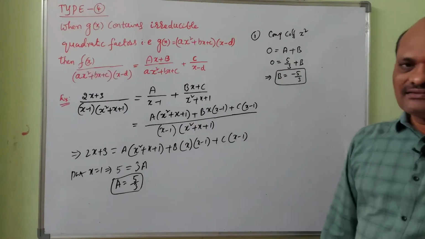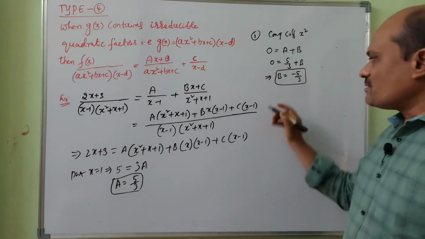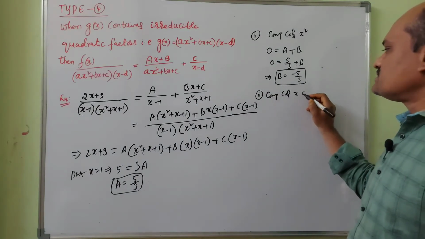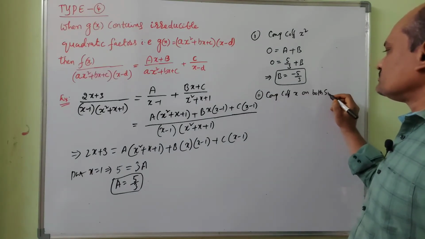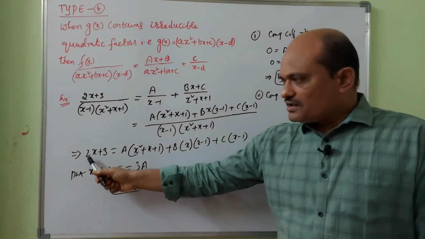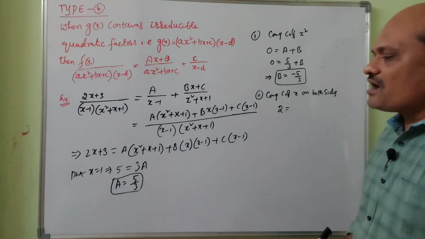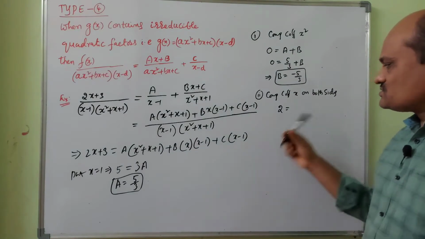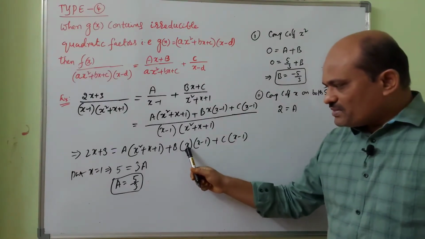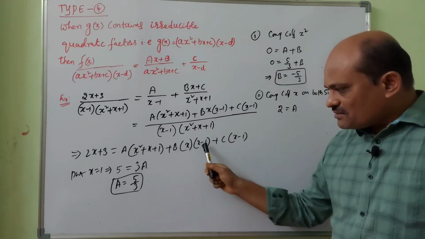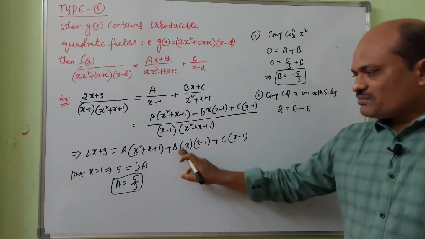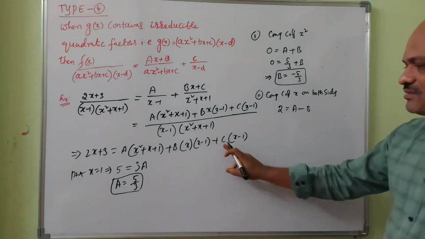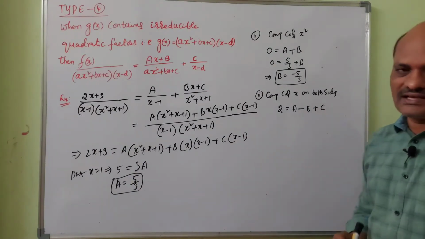Now we have to find c. One more value, c, we have to find. For that, compare the coefficient of x on both sides. Here on LHS the coefficient of x is 2. On RHS, what are the coefficients of x? If you multiply with a, you get ax, so the coefficient of x is a. If you multiply bx with this, the coefficient of x is minus b. Multiplying these two factors, you will get bx square minus bx, so the x coefficient is minus b. Here multiply with c, you will get the x coefficient as c.